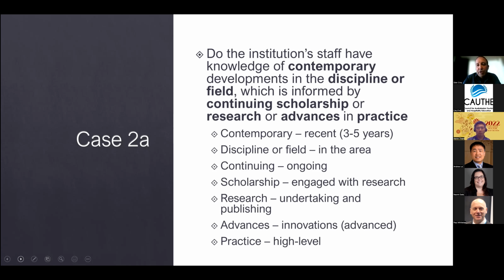Continuing means ongoing, and will come up later, but sustained and ongoing. So it means that it's not just a one-off thing that's happening, but there's evidence that this is an ongoing contemporary knowledge.